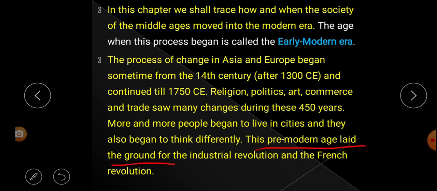This pre-modern age laid the ground for the Industrial Revolution after the French Revolution. That means because of this pre-modern age, there was the establishment of the Industrial Revolution after the French Revolution. So in this paragraph, we learn that there were a lot of changes in Asia and Europe from the 14th century, and they continued until the 18th century. We can see many changes in religion, politics, art, commerce and trade. More people began to live in cities and began thinking differently. And this pre-modern age laid the ground for the Industrial Revolution and the French Revolution.